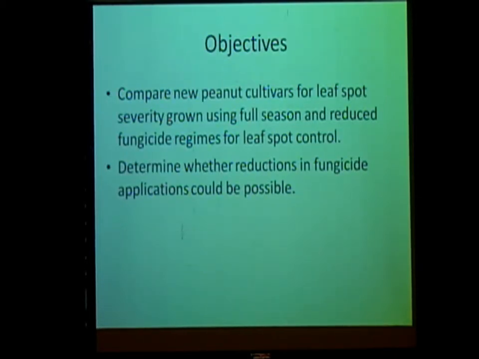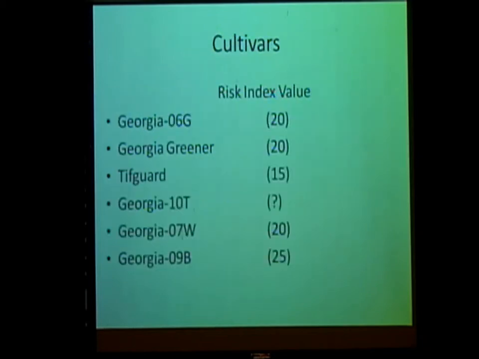As far as varieties, most of the varieties that we have available now are very susceptible to both the early and late leaf spot. We look at the new cultivars and breeding lines that are coming out to compare those. We work with several breeders trying to develop cultivars with better leaf spot resistance. But as far as what we've got now, Georgia 06G, Georgia Greener, 07W and 09B are susceptible. 09B, based on previous work, is even more susceptible.